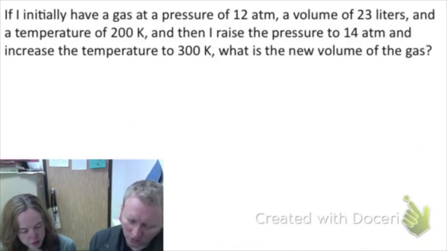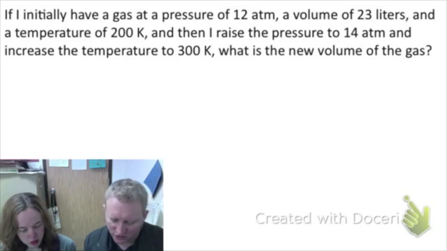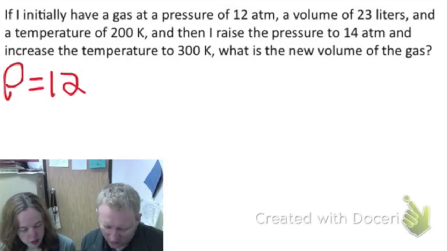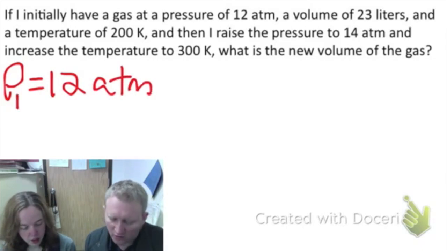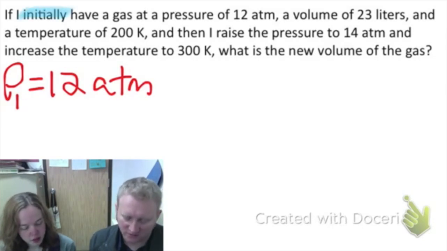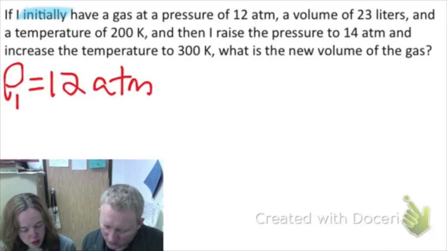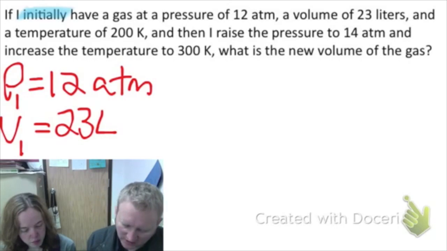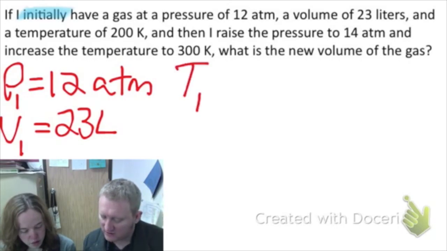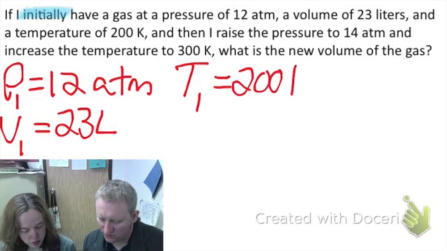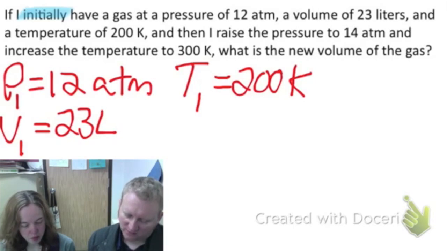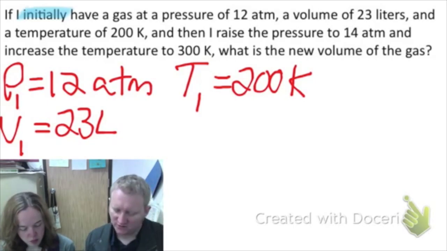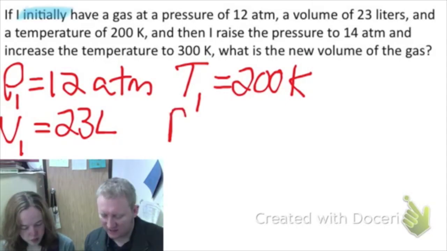All right, let's try another one. If I initially have a gas at a pressure of 12 atmospheres, and remember, this is our starting, so it should be P1, because it said initially. A volume of 23 liters, so V1 is 23 liters. And a temperature, that's going to be T1, of 200 K, Kelvin, that you said we have to use. And then I raise the pressure to 14 atmospheres. So that's P2, the second pressure.